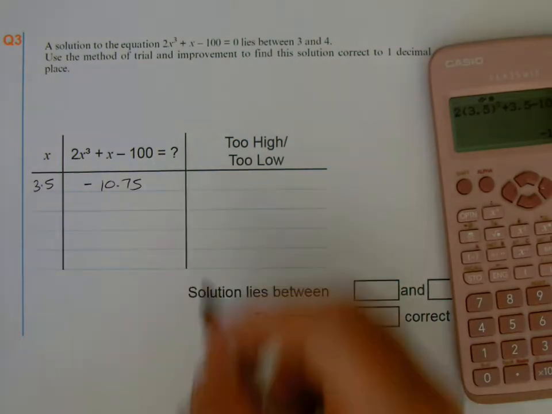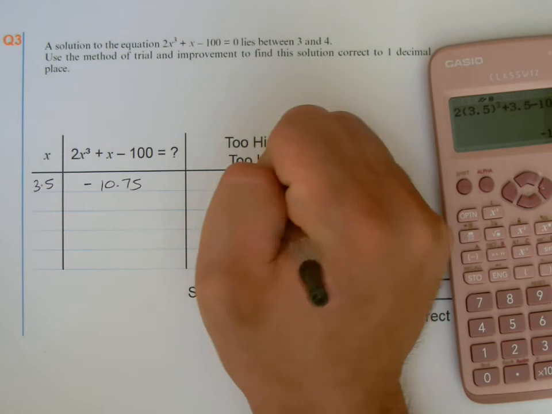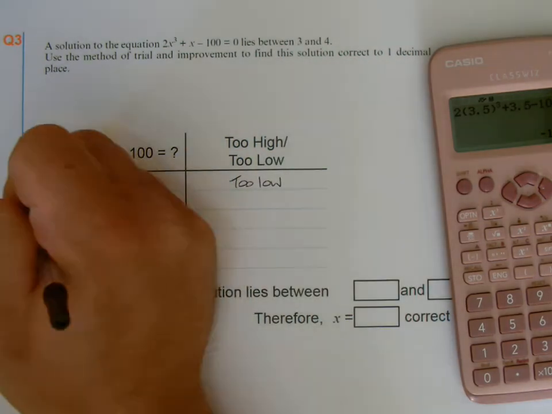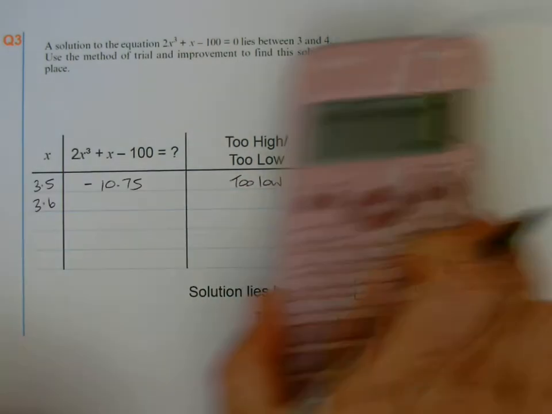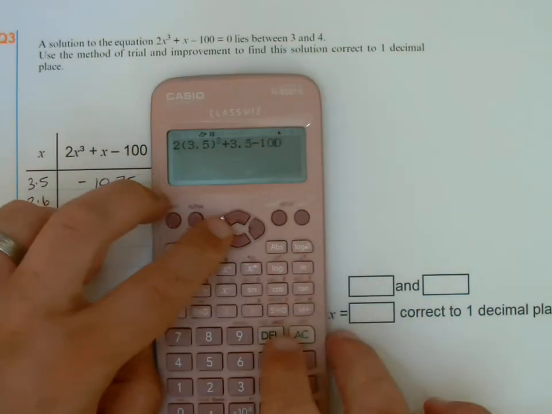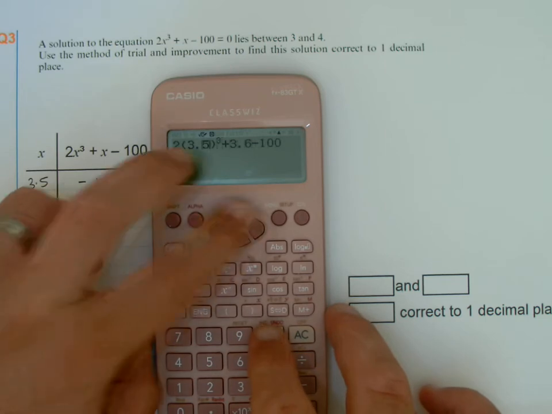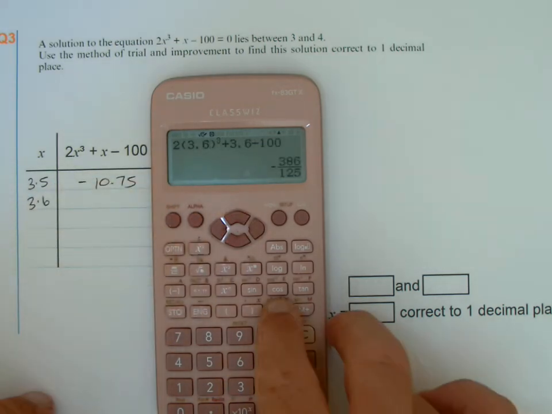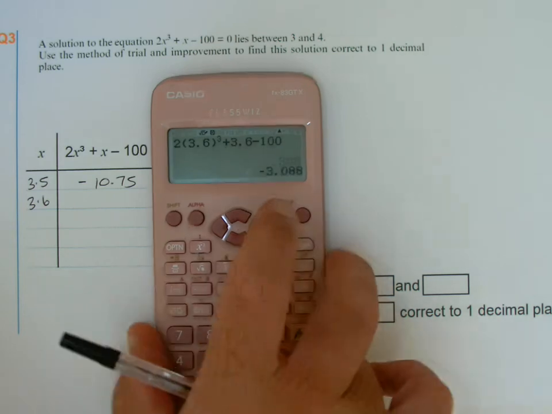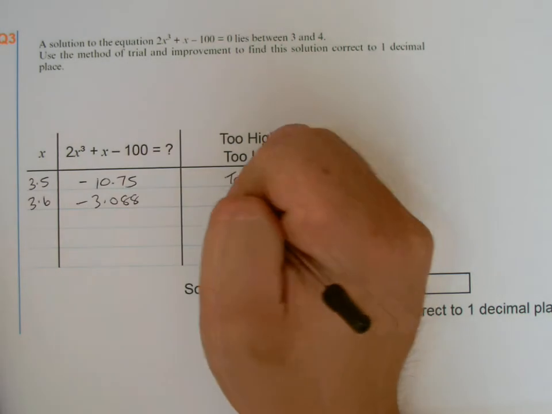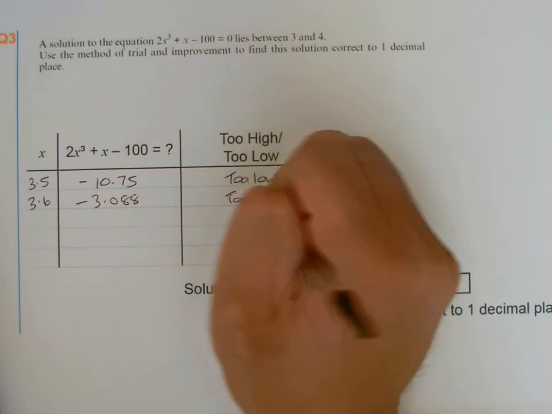We need to try a higher value to get it towards that 0. So let's try 3.6, okay? So again, just press that replay button back, change it to 6. You don't need to type it in again. And we get, well, again, it's negative. Look, SD button, so minus 3.088. So again, it's producing an answer which is too low in the number line.